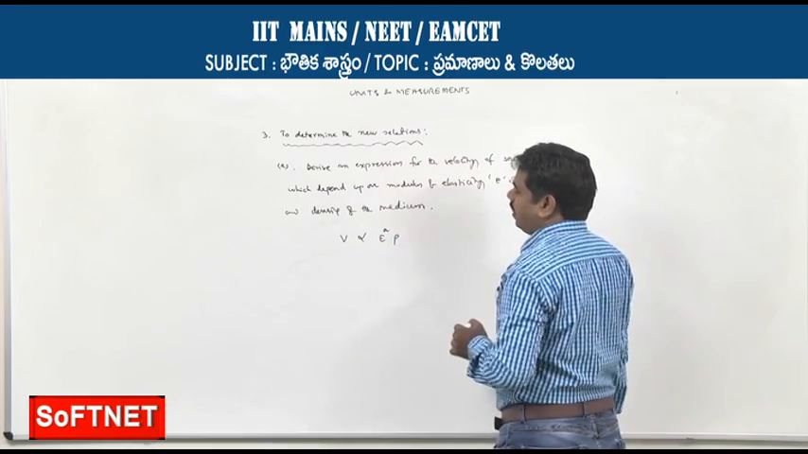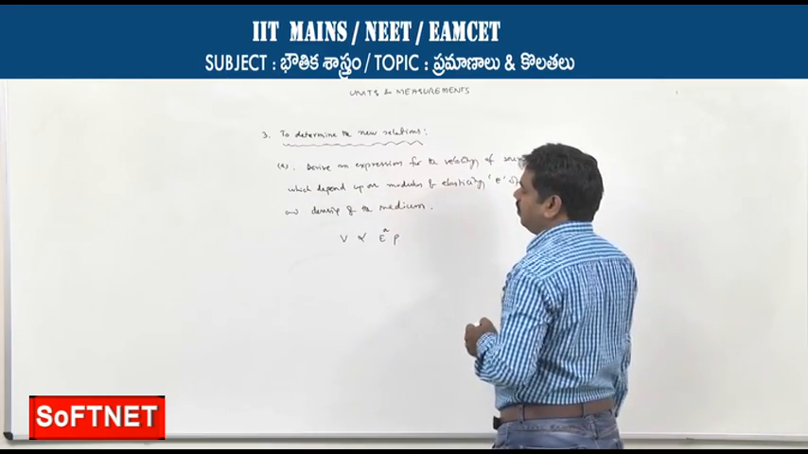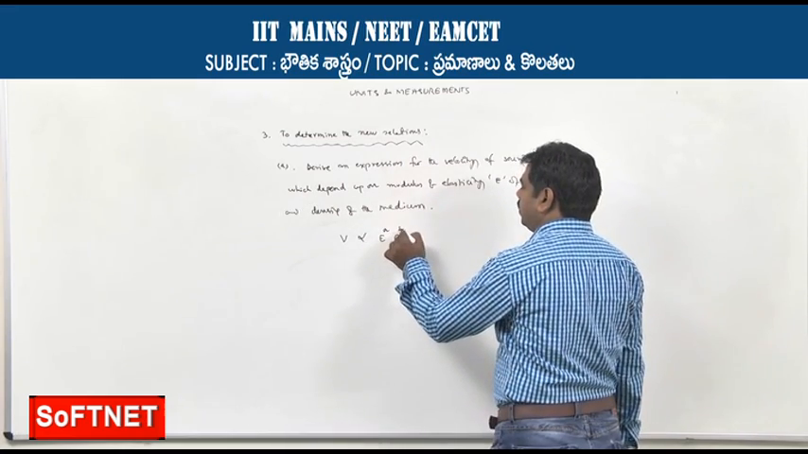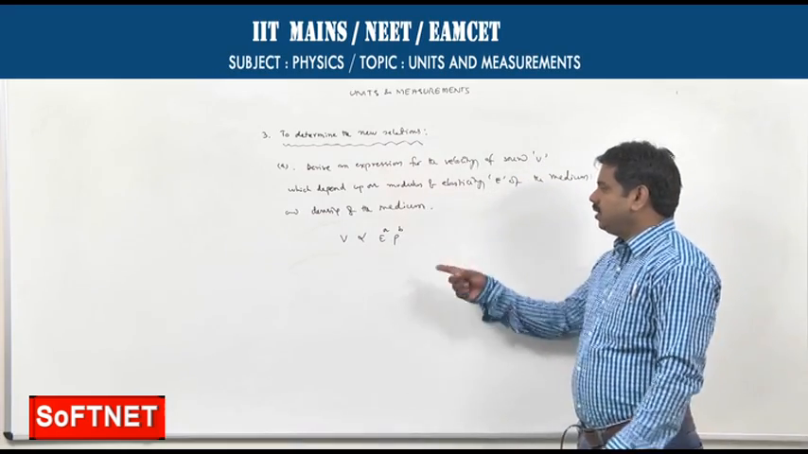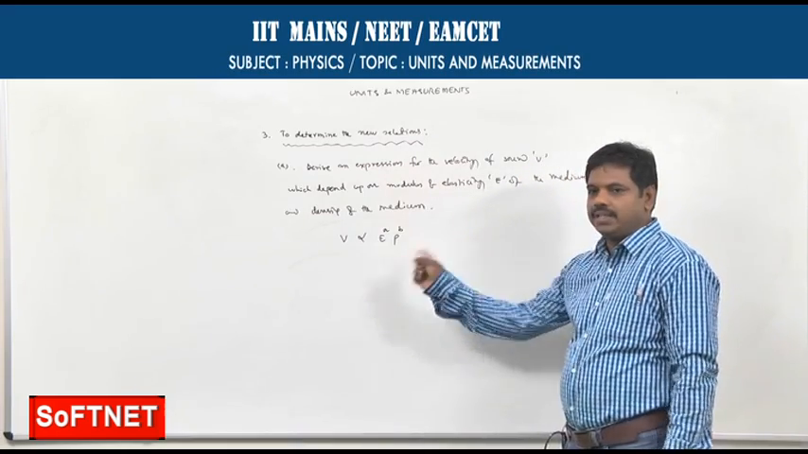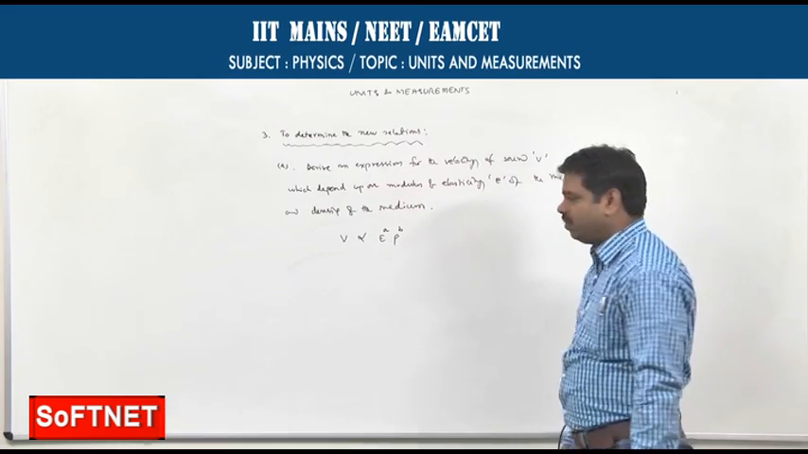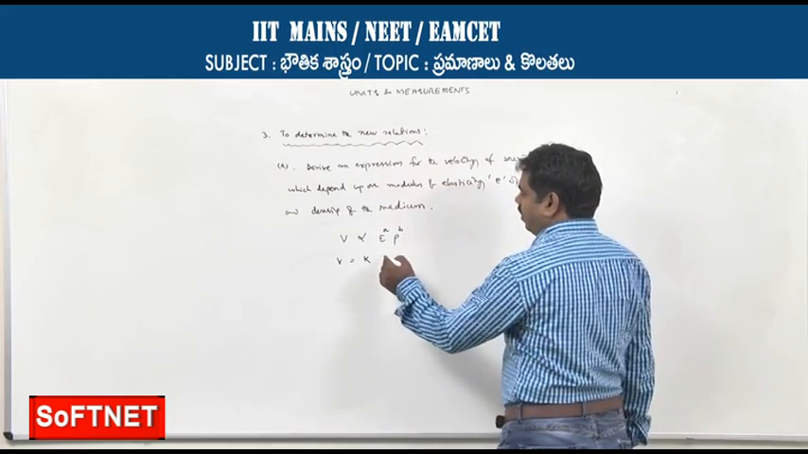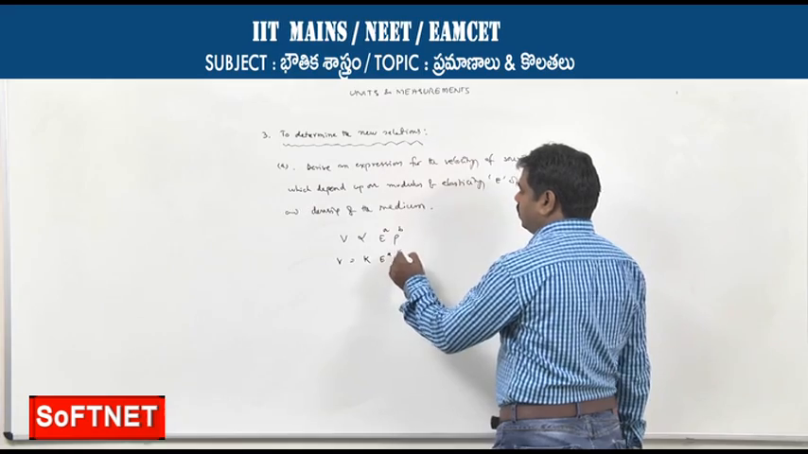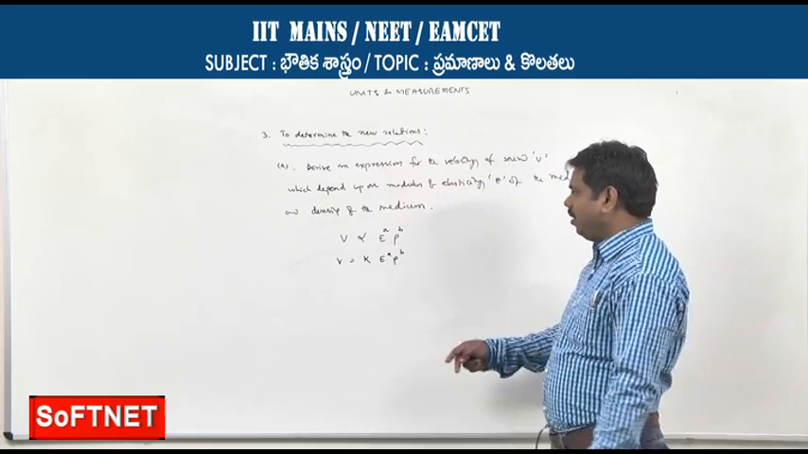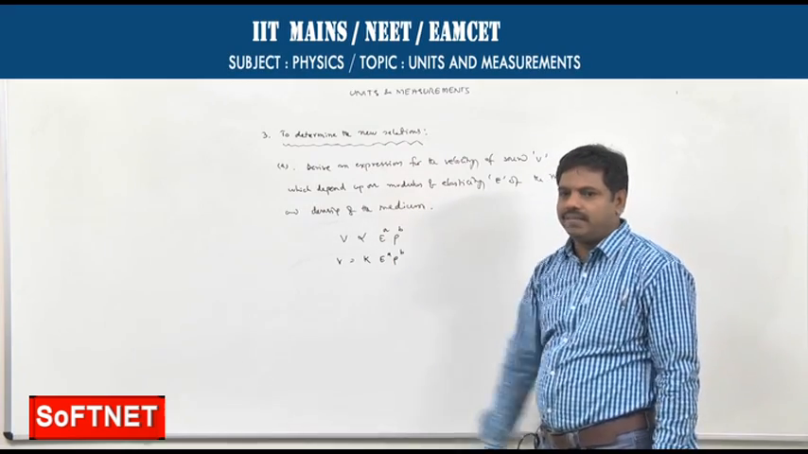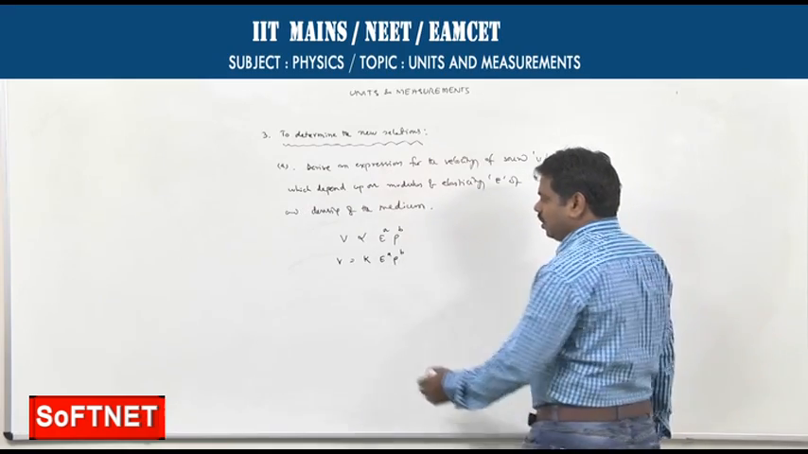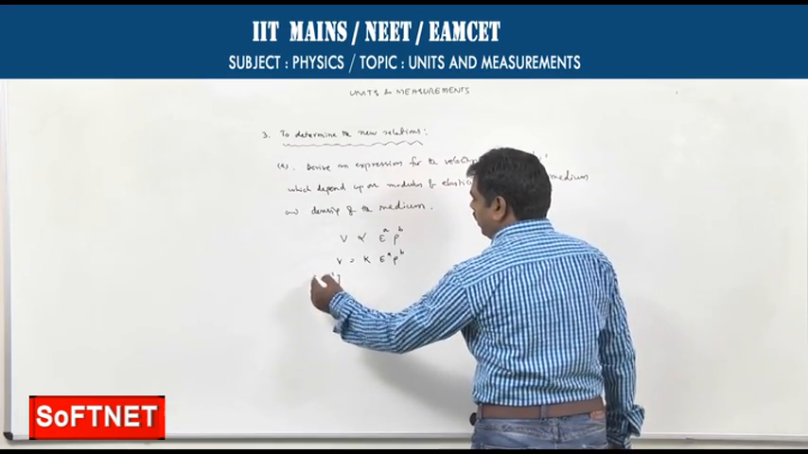So let us assume that the velocity of sound depends upon the elastic constant to the power A and density to the power B. Using dimensional analysis, we can easily get the relation between these three physical quantities. If you remove the proportionality sign, you get one constant k, that is V equal to k E power A and rho power B. According to the principle of homogeneity, the left hand side is velocity, so the right hand side must also have the dimensions of velocity. The velocity dimensional formula we already know: LT inverse.